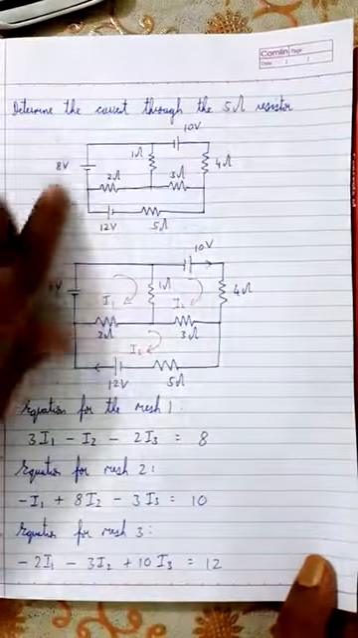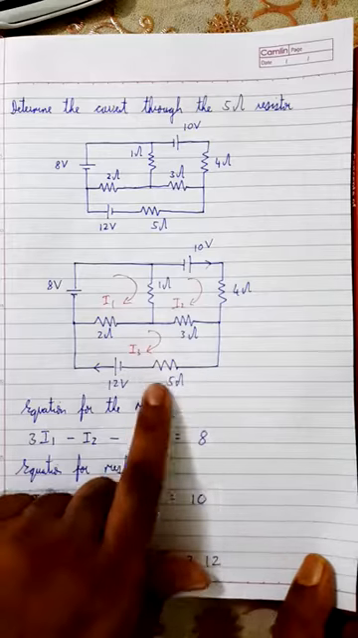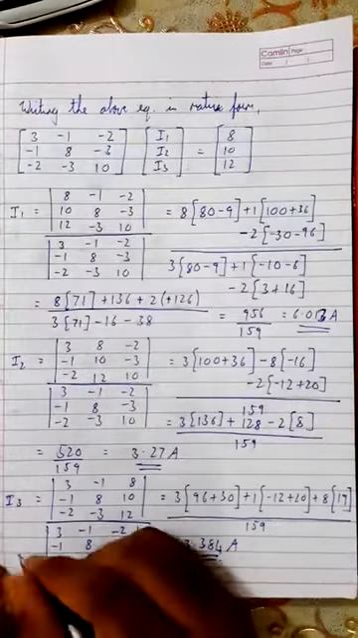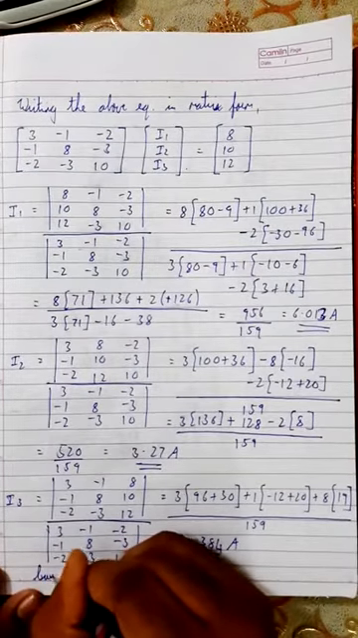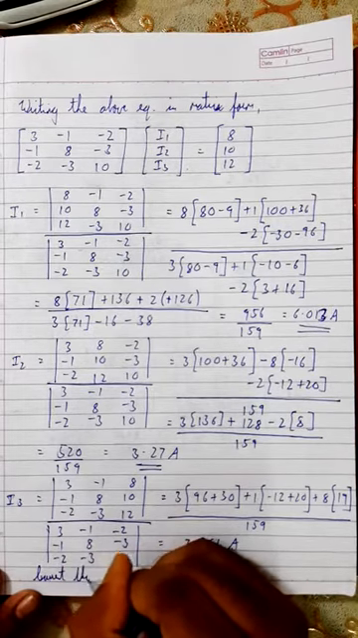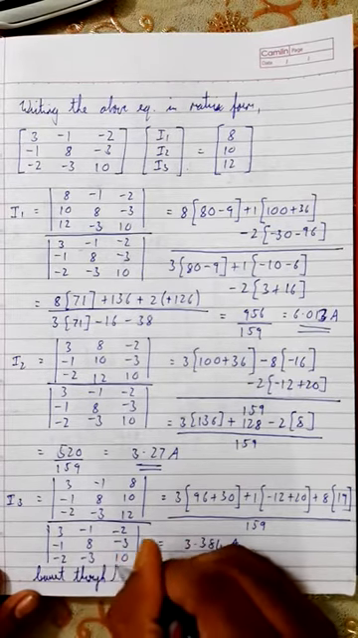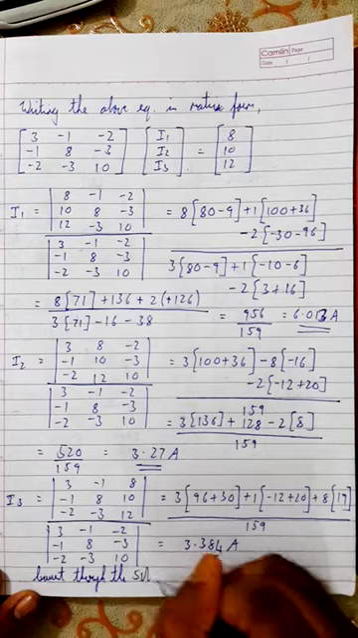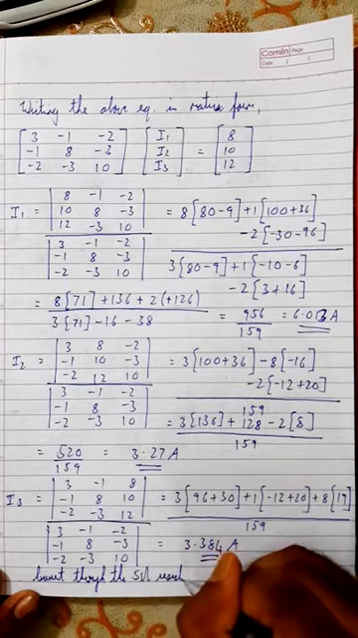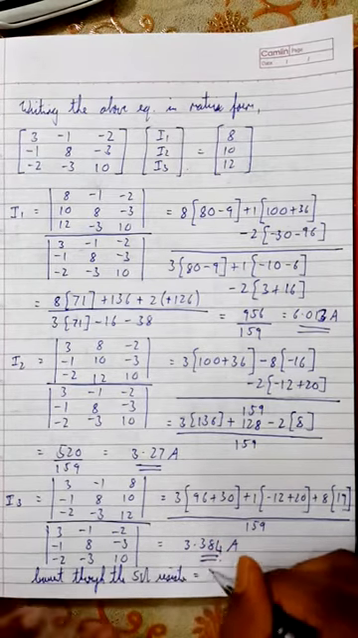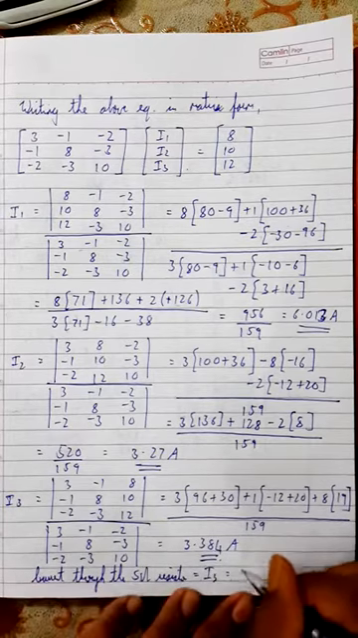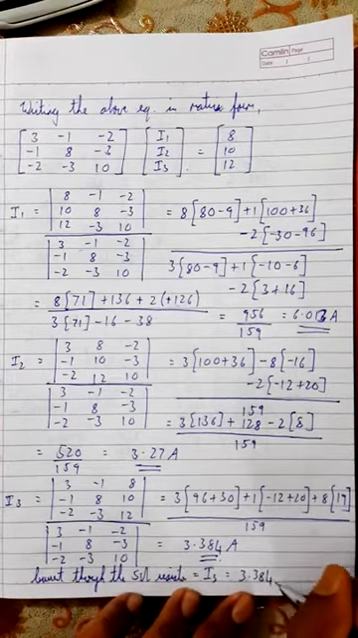The question is, determine the current through the 5 ohm resistor, and the current through the 5 ohm resistor is I3. Therefore, the current through the 5 ohm resistor is equal to I3, which is equal to 3.384 amperes.